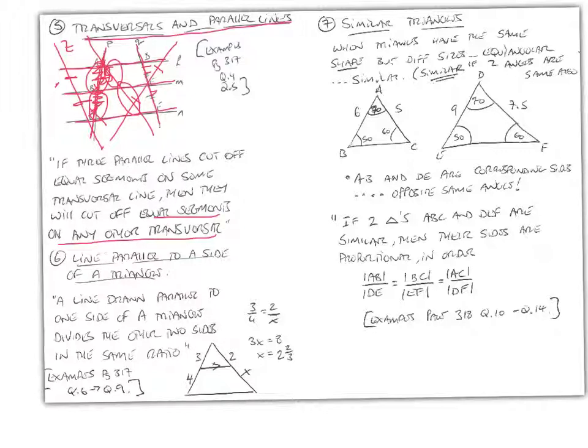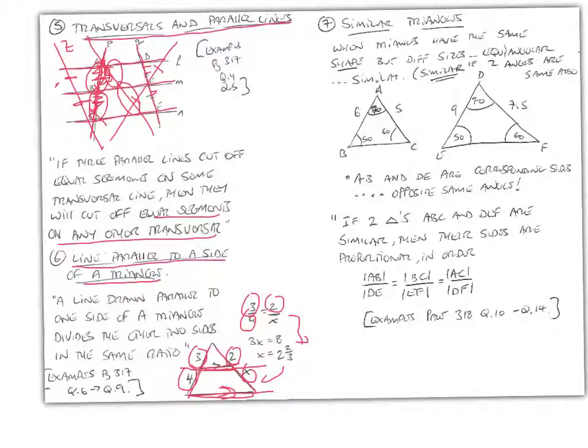The sixth theorem says that a line parallel to the side of a triangle, a line drawn parallel to one side of a triangle, so this line here parallel to this side of the triangle, divides the other two sides, this side and this side, in the same ratio. In other words, if we draw a line parallel through the triangle, then this length over this length is equal to this length over that length. That's what we mean by the same ratio. And solving that one there, we can see that this length x is 2 2/3.